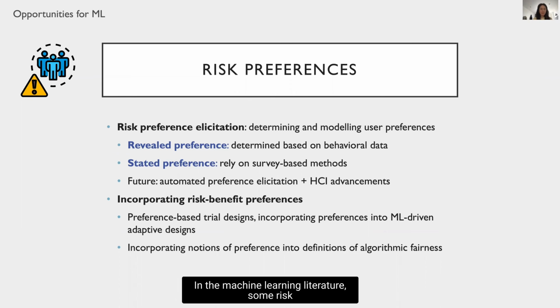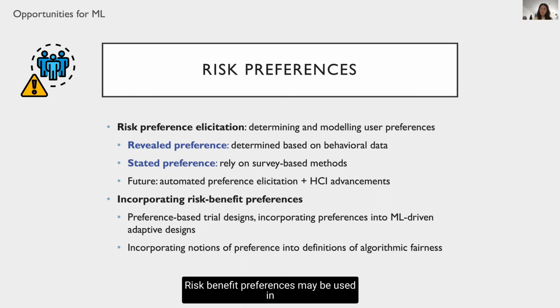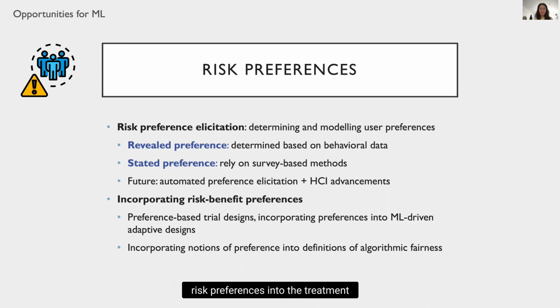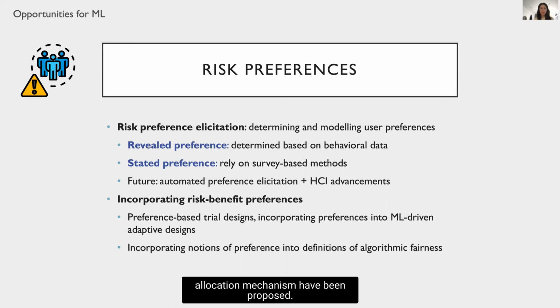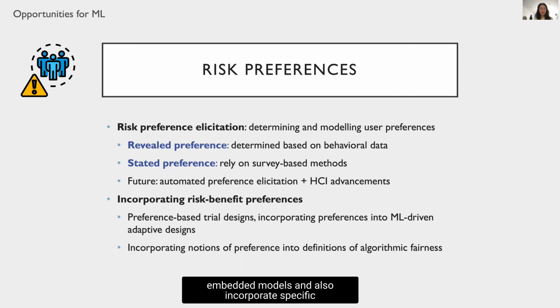In the machine learning literature, some risk elicitation methods seek to correct stated preferences to more closely mimic unobserved, revealed preferences. Such software based solutions must also consider aspects of human computer interaction, as stated preferences can be affected by interface design. Elicited risk benefit preferences may be used in different ways to support ethical treatment. Trial designs that incorporate patient risk preferences into the treatment allocation mechanism have been proposed. Future work may also address how preference based fairness occurs in multi-arm bandit models, and also incorporate specific risk preferences in online treatment allocation.